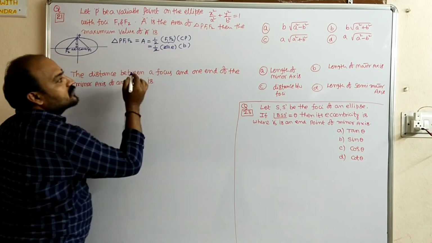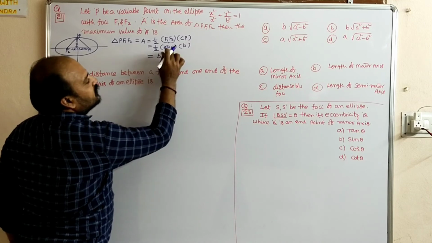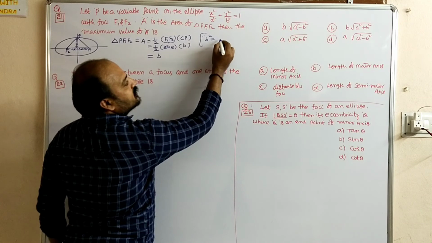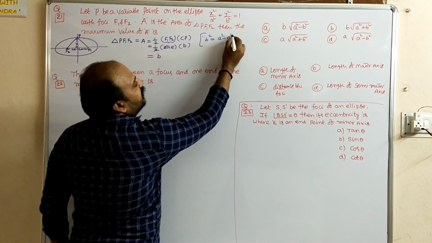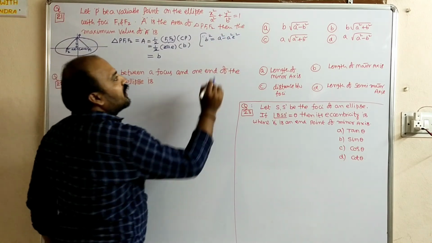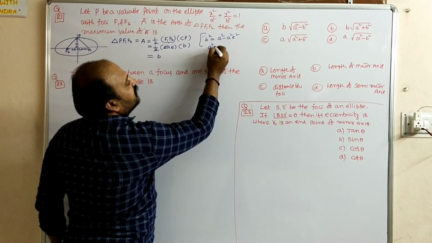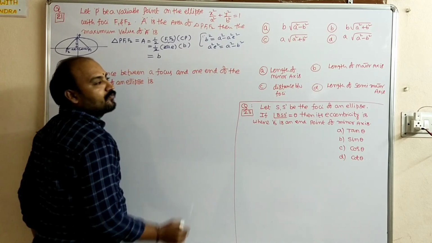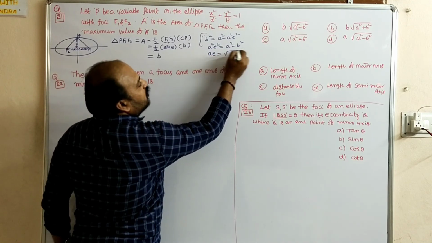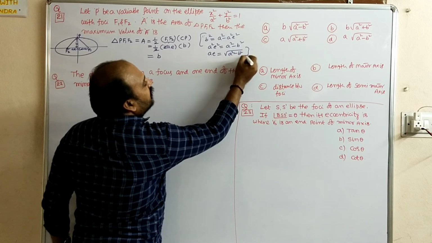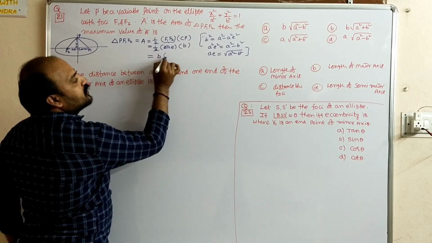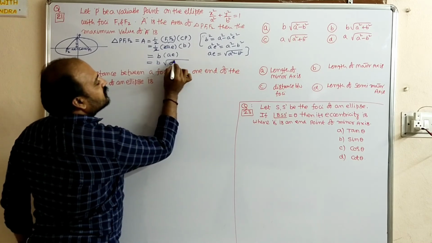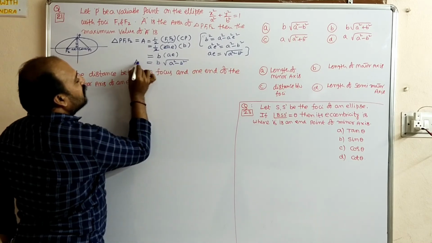So the 2 gets cancelled. B into AE can be written as, we have B square equal to A square minus A square E square. From that, make A square E square the subject. A square E square is equal to A square minus B square. So AE is equal to root of A square minus B square. In place of AE, you write it. So B into root of A square minus B square. This is the maximum area.